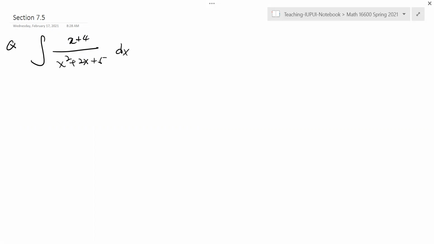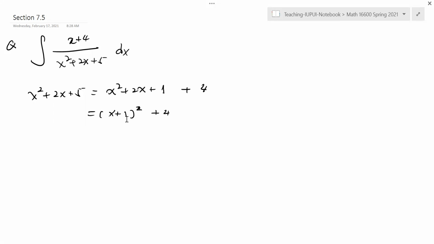First of all, you look at the denominator. Can you factor this? And the answer is no, so that means it doesn't have real zeros. Therefore, you can try to express it in a standard form. You add the 1 and subtract the 1, so 5 becomes 4. The first part will be (x plus 1) squared, and then plus 4.